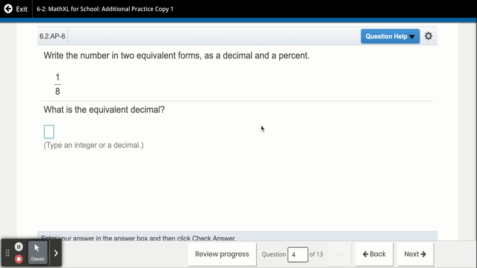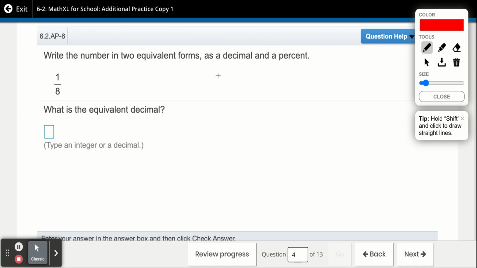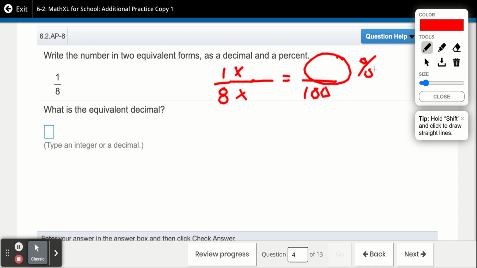Now they're giving us a fraction and they want us to write it as a decimal and percent. This time our fraction is not over 100, it's 1/8. So you can say, okay, what could I multiply the top and the bottom by so that my denominator is 100, and then I know this will be my percent? Well, off the top of my head, I don't know what that's going to be.